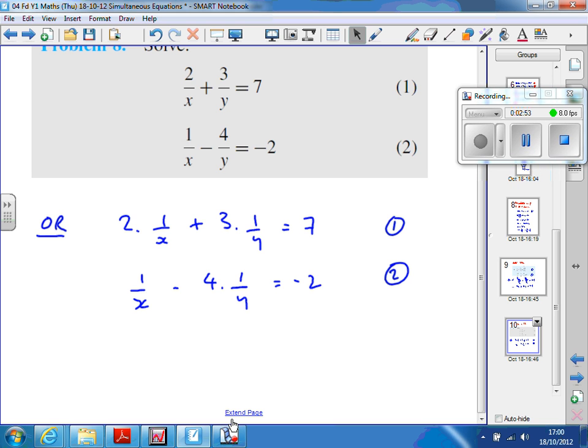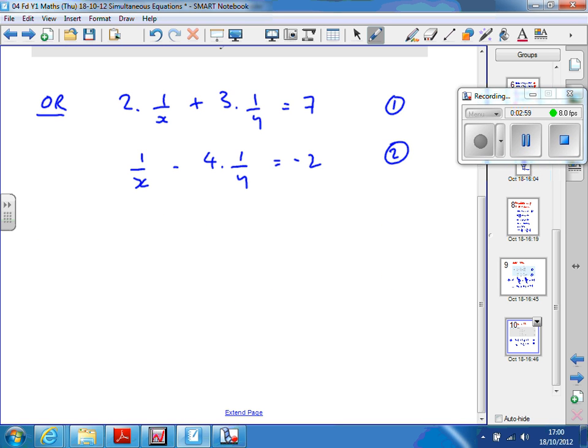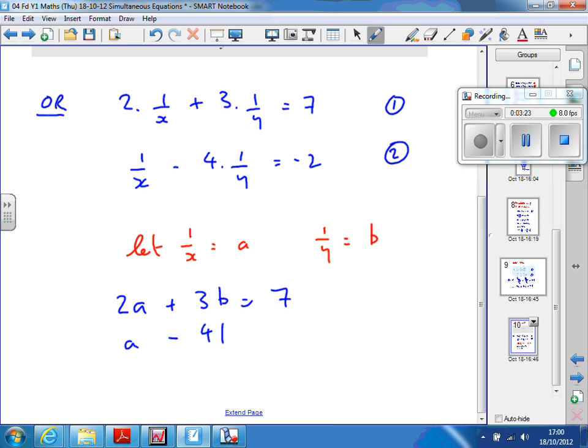And then, what you do is, you let 1 over x equal something else, a. And you let 1 over y equal something else, b. And then you rewrite the equation: 2a plus 3b equals 7. And a minus 4b equals minus 2. And suddenly it looks like what we've already been doing. And you'll end up with an answer for a and an answer for b.